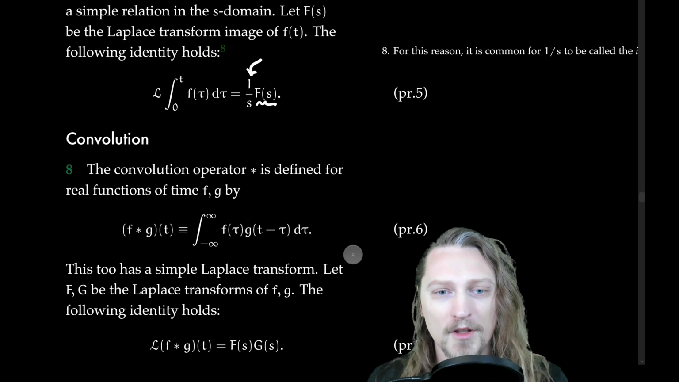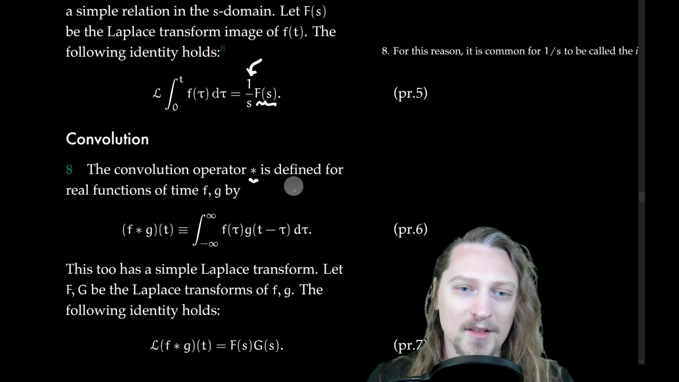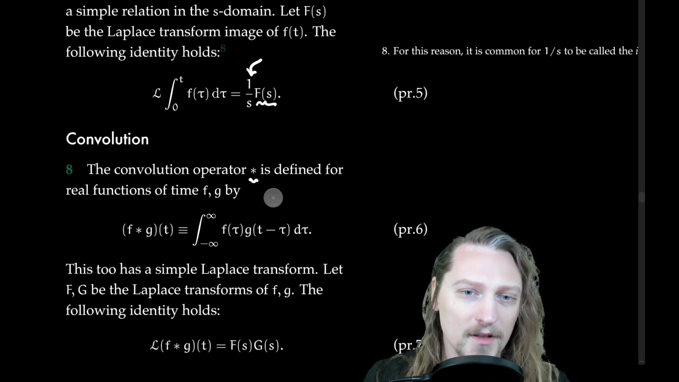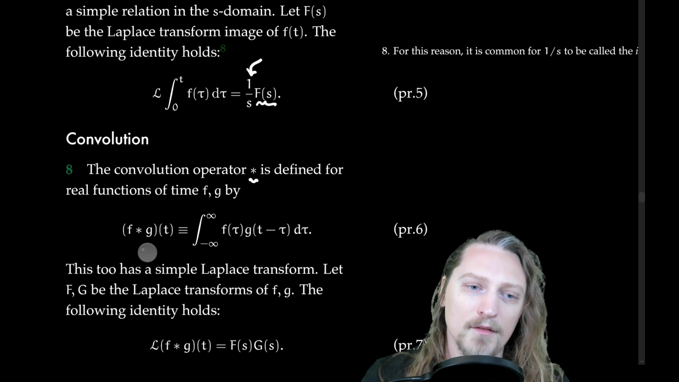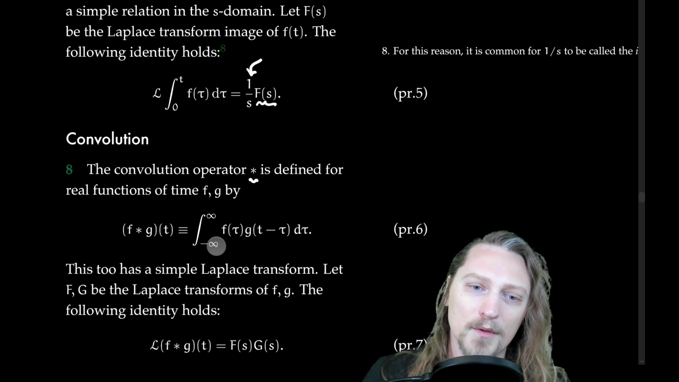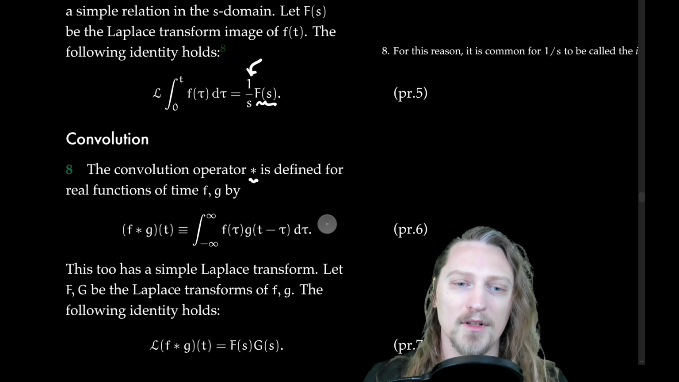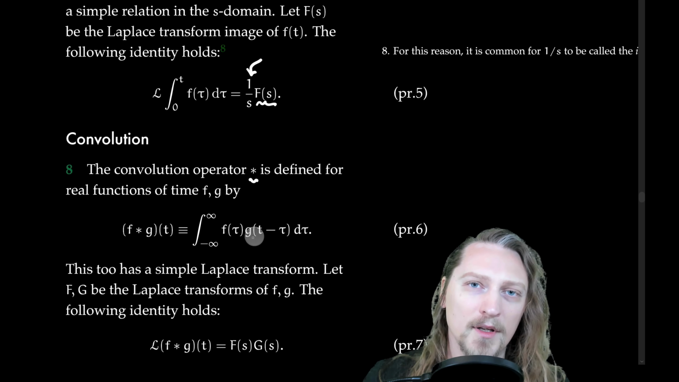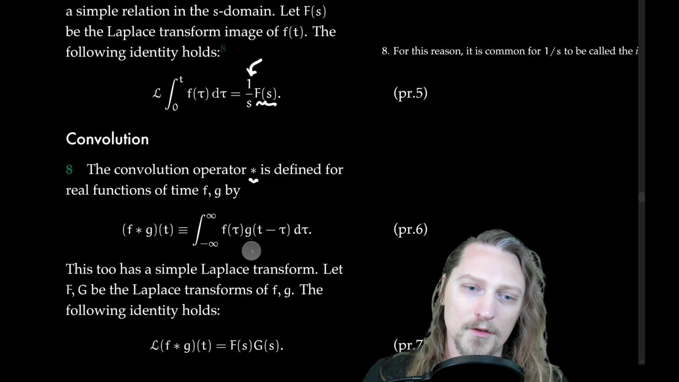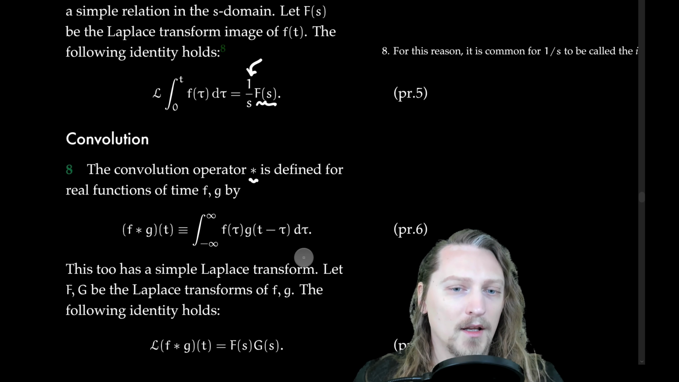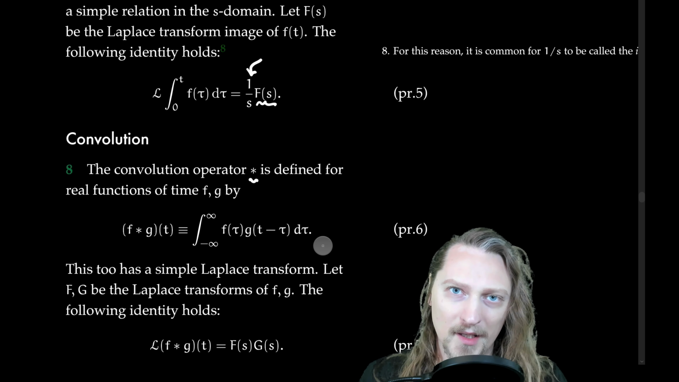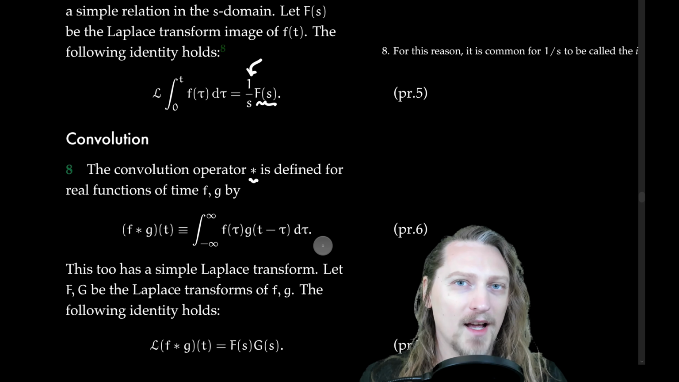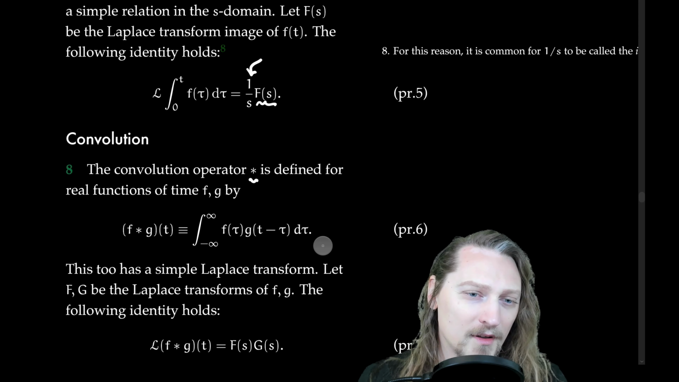Convolution. The convolution operator, this asterisk, sometimes you see other sorts of stars used for it, is defined for real functions of time, f and g, by f convolved with g is equal to this expression, where f and g appear in the integrand of this improper integral over all of time. So this operation arises quite a bit in system dynamics, so it's good to look at this nice property of the Laplace transform. It also appeared in the Fourier transform.